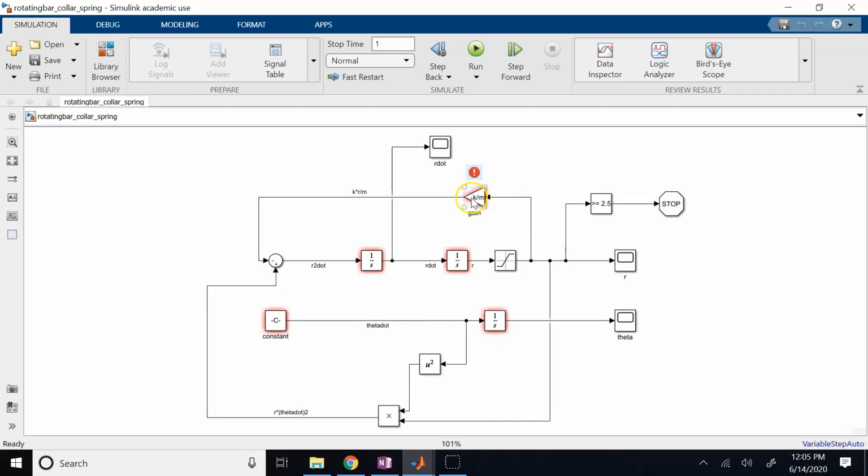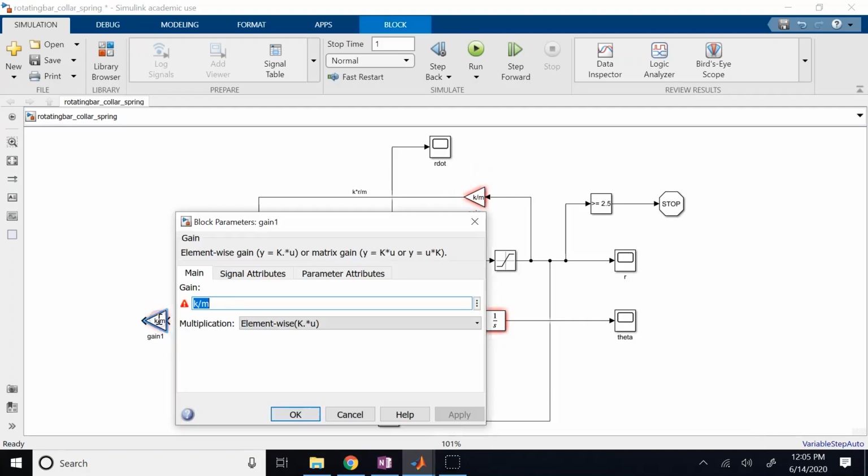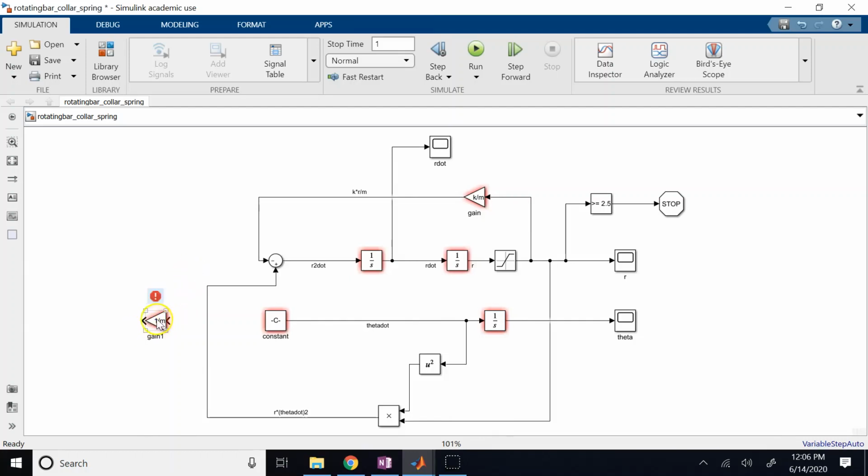Now, I assume I needed a gain of 1 over m somewhere here. So let me do that. Because m is 1, nothing is going to change in this case, but not always. And now I would rotate this block. Remember, Control I inverts a block, Control R rotates a block. Like that, and then I put it here. There we go. And then I get rid of this text. So here, this is the sum of the forces divided by m, so this is R double dot. So it's all set up, everything is good.